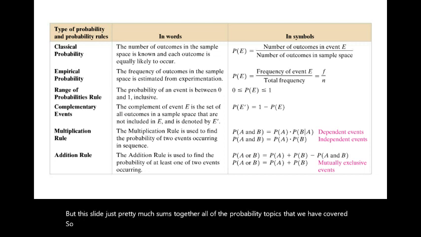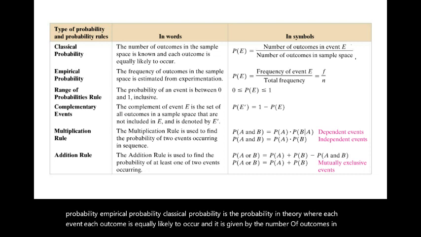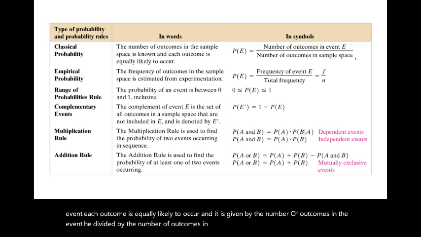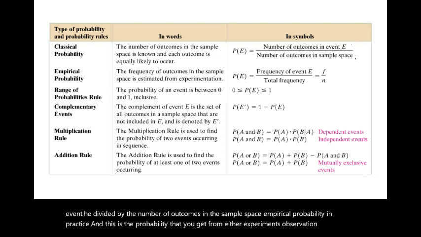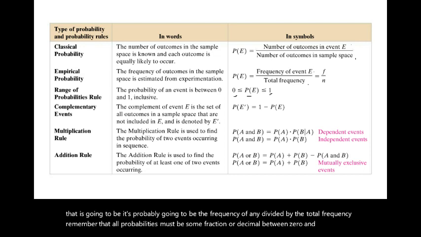So remember, the two types of probability that we're going to be looking at are classical probability and empirical probability. Classical probability is the probability in theory where each outcome is equally likely to occur, and it is given by the number of outcomes in the event E divided by the number of outcomes in the sample space. Empirical probability is the probability in practice, and this is the probability that you get from either experiments, observation, etc. Its probability is going to be the frequency of event E divided by the total frequency. Remember that all probabilities must be some fraction or decimal between 0 and 1 inclusive. 0 is impossible and 1 is guaranteed.